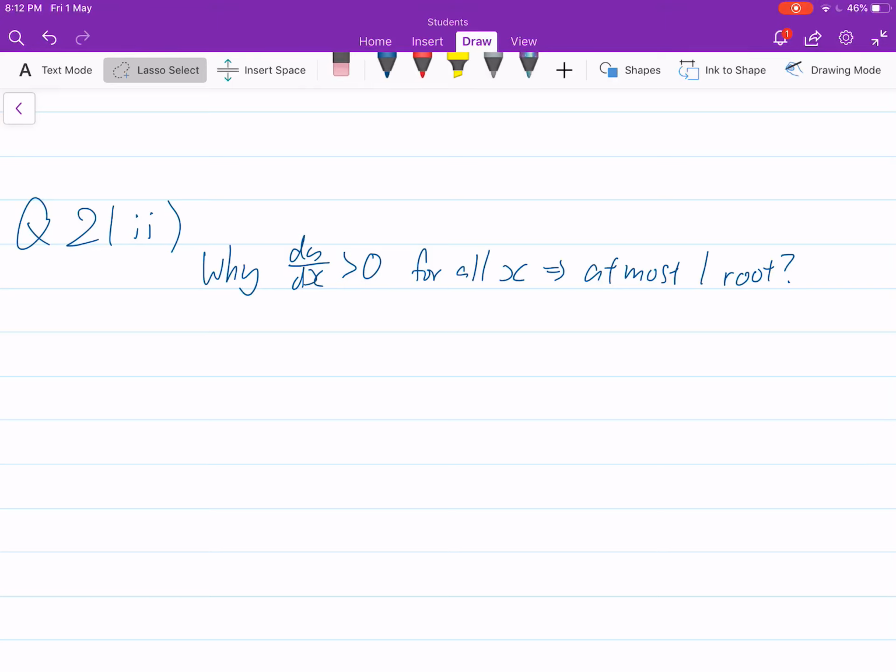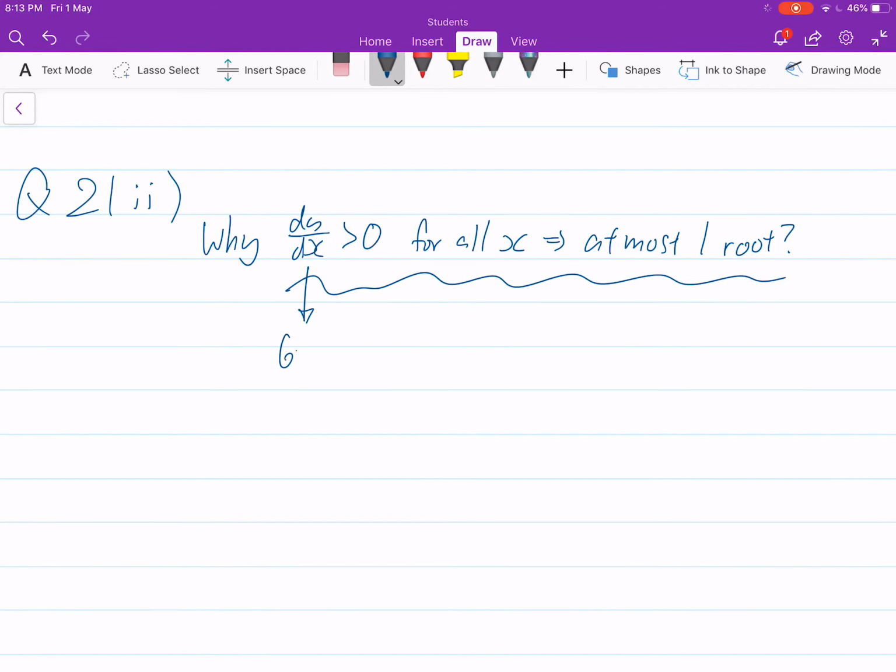Okay, why does dy/dx greater than 0 for all x mean that the curve has at most one root? Well, the answer is very straightforward, actually. I know that this string of rubbish here may not seem to make sense, so let's break it down. What is dy/dx? dy/dx is the gradient of the curve. When I say dy/dx is greater than 0 for all x, what am I saying?